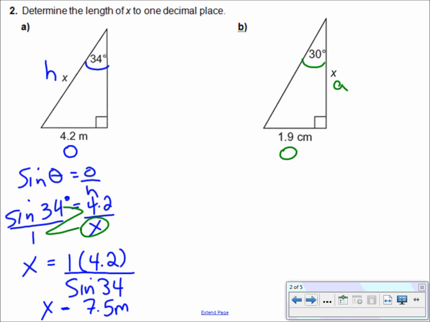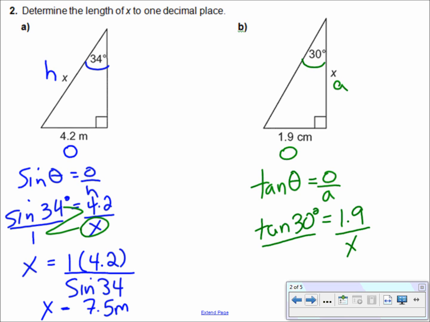So what uses opposite and adjacent? It's on the sideboard right there. Tan. So tan theta is equal to opposite over adjacent. Therefore, tan 30 degrees is equal to 1.9 divided by x. Again, I'm just going to drop a 1 underneath so that I can do my Zorro.